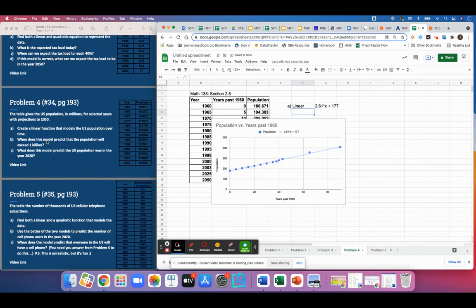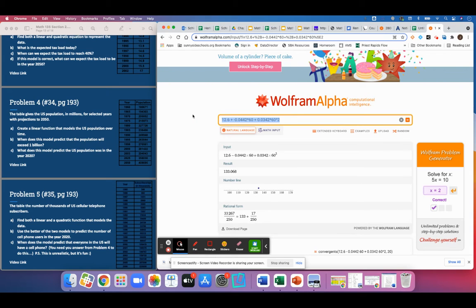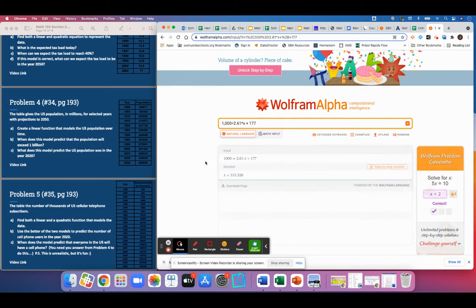And then, when does this model predict the population will exceed 1 billion? Let's see, we need to remember that this is in millions. And so that's going to affect what we do in Wolfram. So let's get this over in Wolfram. Remember, X is years. And so 1 billion, everyone, is this number. Since this is already in millions, we need to take off the thousands and millions. So 1 billion is equivalent to 1,000 millions. And so that's what we need to do for that, everyone.